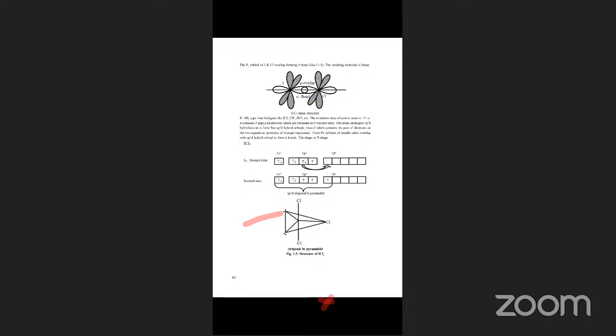But in ICl3, or AB3 type: ICl3, ClF3, BrF3, these three are considered T shape with sp3d hybridization, and the oxidation state of the central metal ion is +3. So these are the structures of AB3 type.